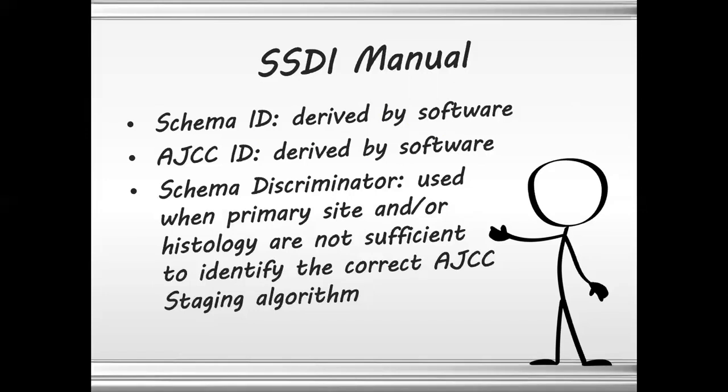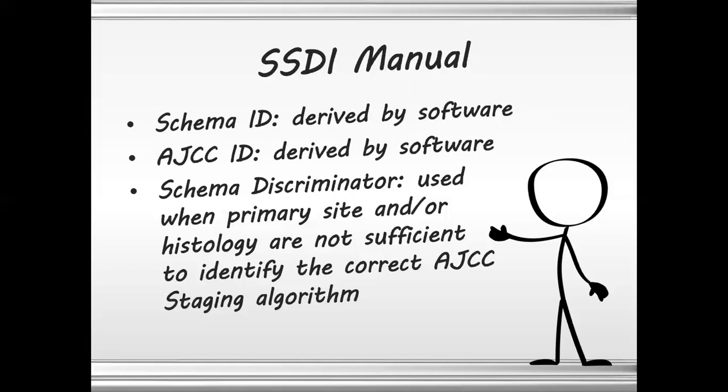This way, every SSDI is not listed for every abstract you collect or record. This saves room and time. However, sometimes the primary site and histology alone are not enough information for the software to determine the applicable AJCC staging algorithm. So additional information must be recorded in the schema discriminator data fields.